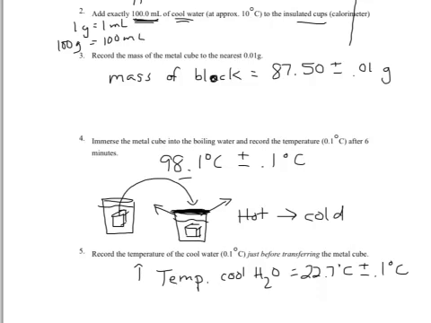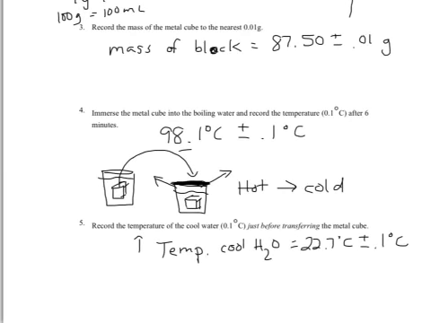It's escaping. And so we want our final equilibrium temperature, when all of the heat has been transferred, to be the highest temperature that was reached. And the highest temperature reached after the hot block was put into the cool water was 33.0 degrees Celsius, plus or minus 0.1.